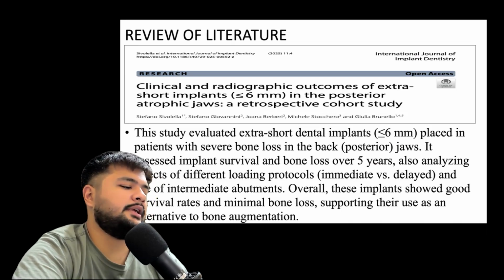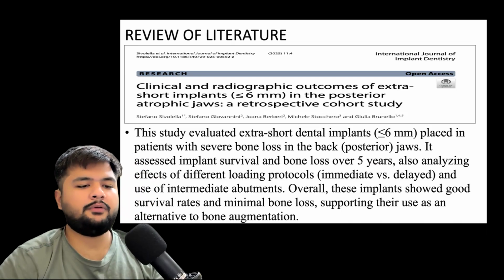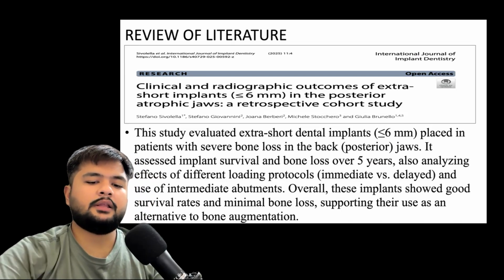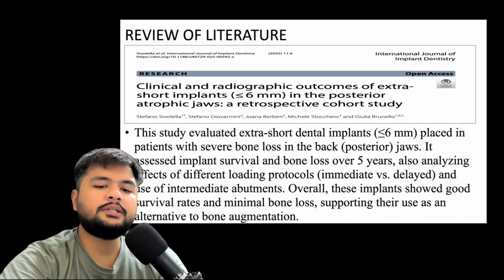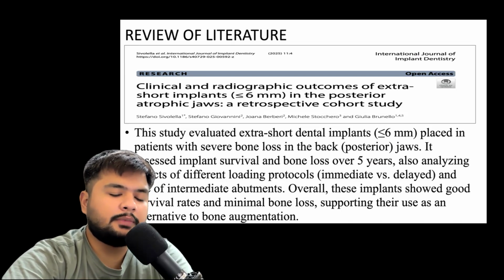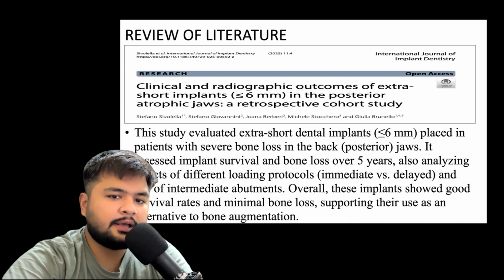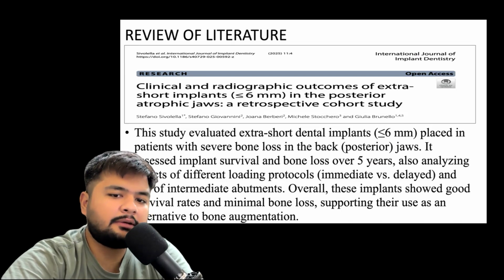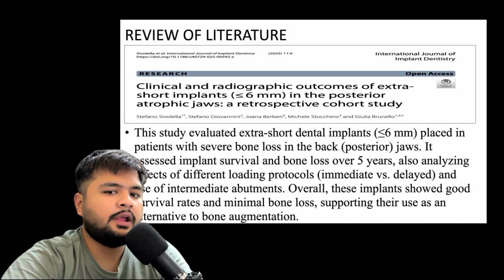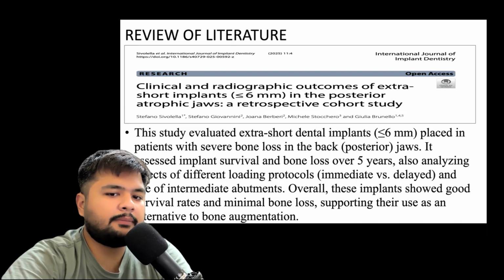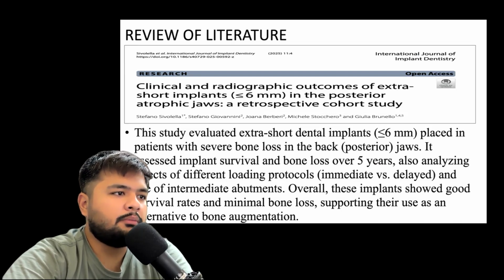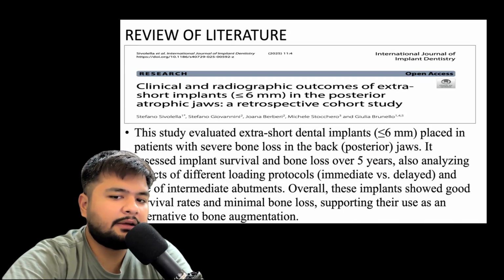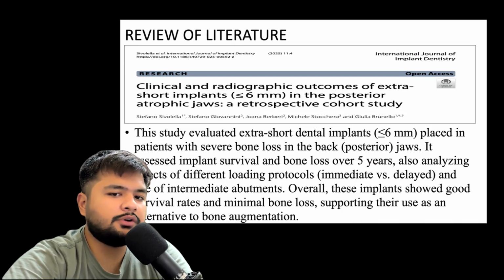So I have written this in detail. Wait, let me explain to you. So basically, the extra short implants, according to this study, are implants less than or equal to 6 mm in length. It was seen that they can be easily used as an alternative to using longer implants in combination with bone augmentation like sinus lift or guided bone regeneration in atrophic posterior jaws.